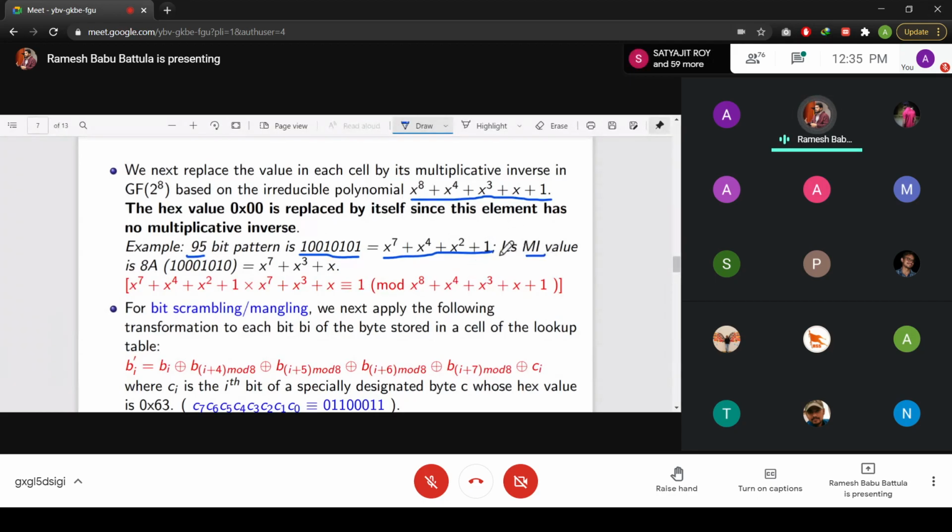So please find the multiplicative inverse value for this one, and check whether the resultant value is correct or wrong. Use this multiplicative inverse value: x to the power 7 plus x to the power 4 plus x square plus 1. So find the multiplicative inverse value for this one using the irreducible polynomial x to the power 8 plus x to the power 4 plus x to the power 3 plus x plus 1.